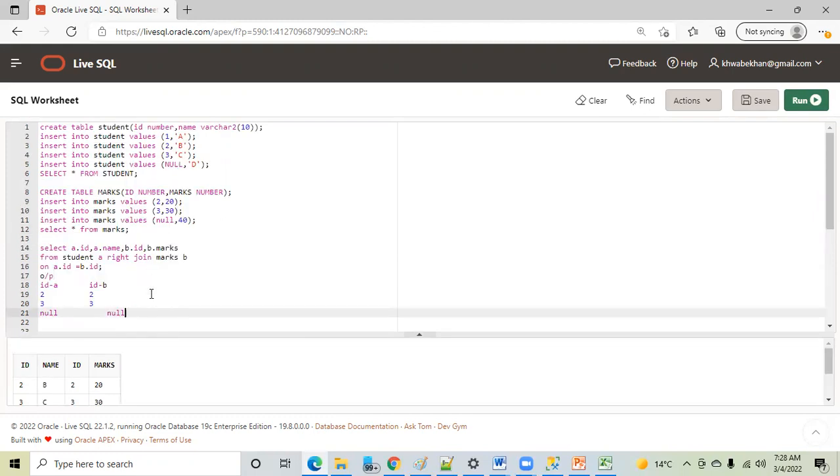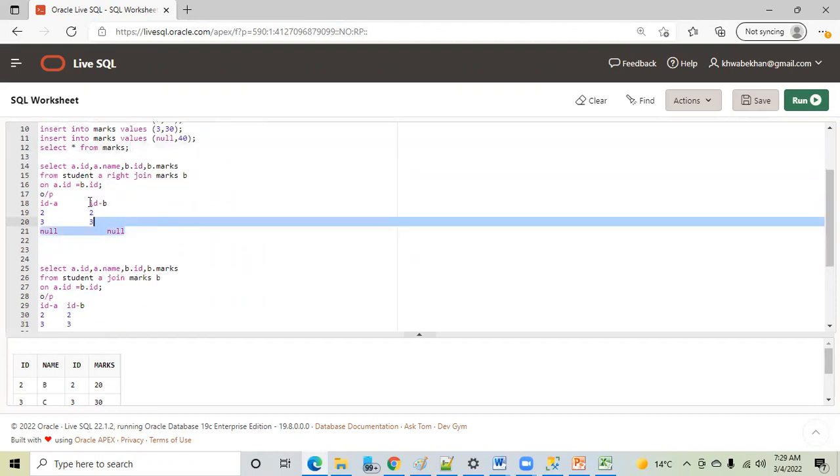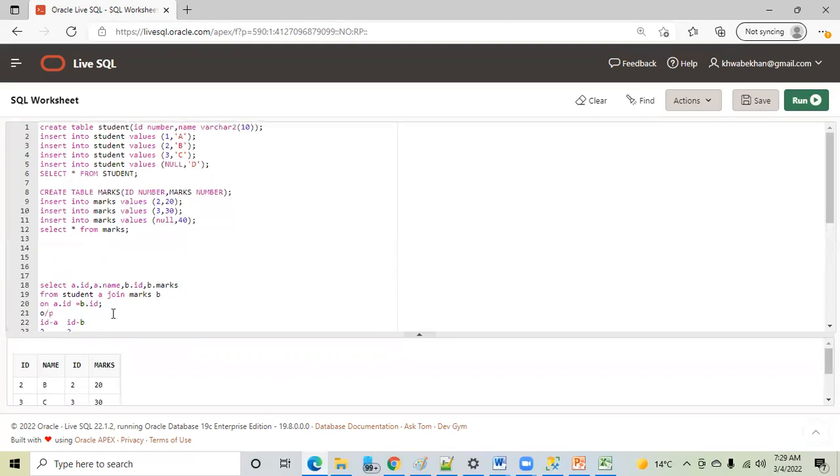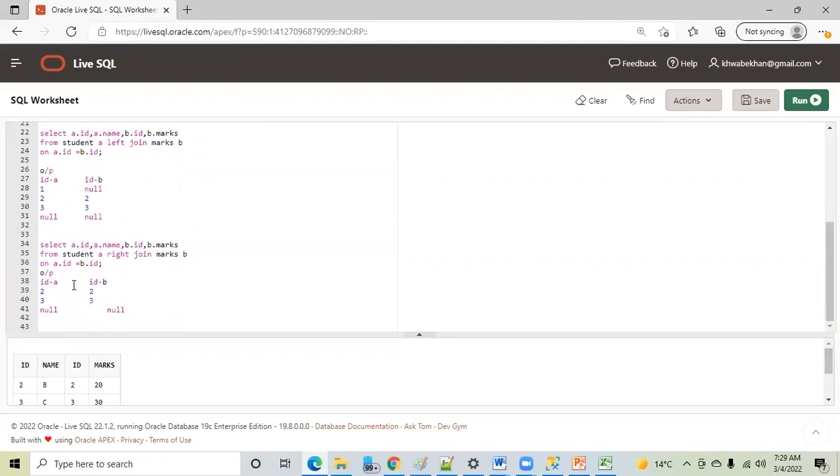Now if you compare this, we'll compare the output of this left join and the output of the right join. This 2 is the same, right? You got 2 here as well because this is the condition of inner join. And by default, left outer join has inner join as well. This is the same, right?